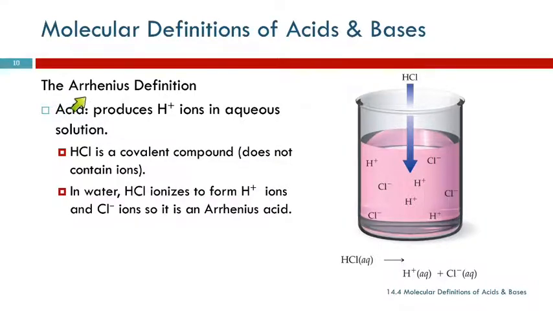One is the Arrhenius definition, and Arrhenius was a scientist who worked with these things. This definition is that an acid is something that produces hydrogen ions in aqueous solution. So we look at HCl. HCl is a covalent compound. It's two nonmetals. This is not an ionic compound. But when we dissolve it in water, it produces hydrogen ions. It ionizes. And so this is an Arrhenius acid because when you put it into water, it forms hydrogen ions. And that's the definition of an Arrhenius acid.